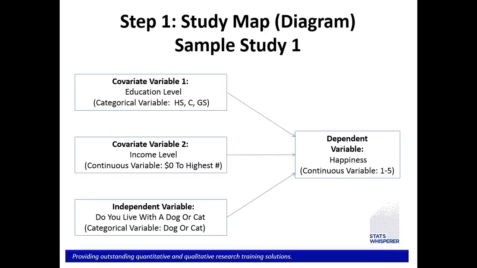Right, and we can put it in a simple diagram to express our whole study in one diagram, right? So we have the covariate variable 1 at the top, education level, and the arrow impacting happiness. Covariate variable 2, income level, the arrow impacting happiness, and finally the independent variable, do you live with a dog or a cat, impacting happiness. Right? So we have mapped out what we're examining.